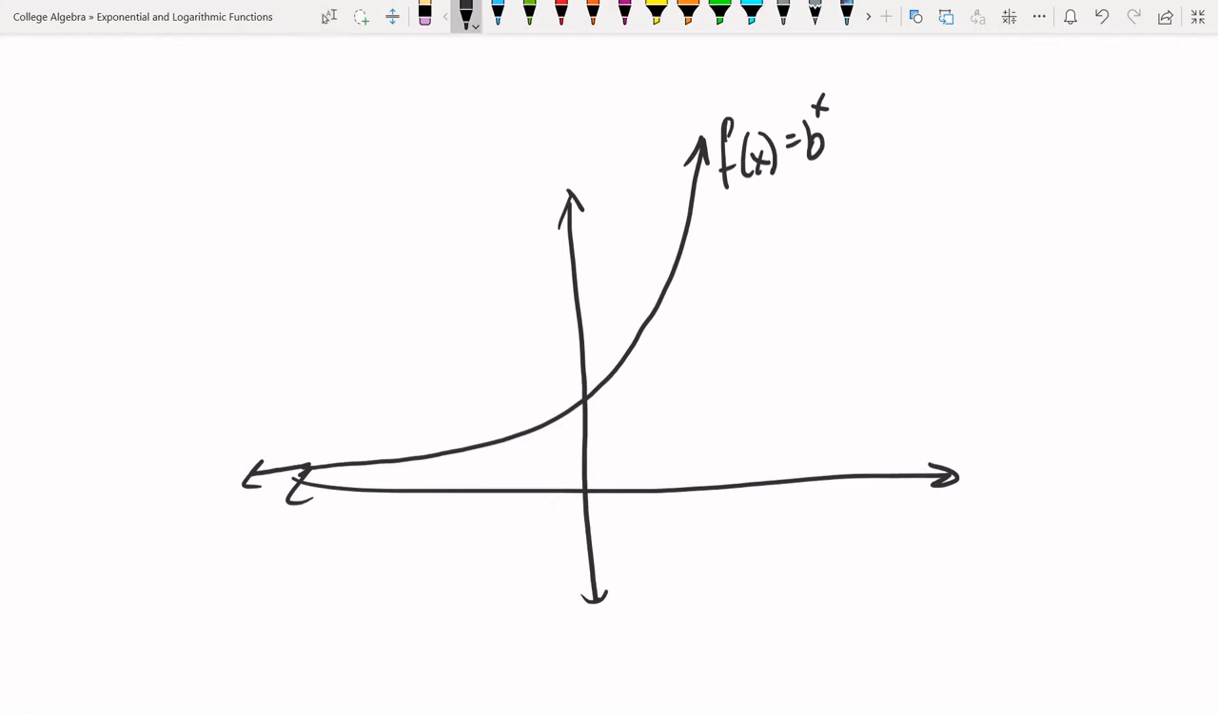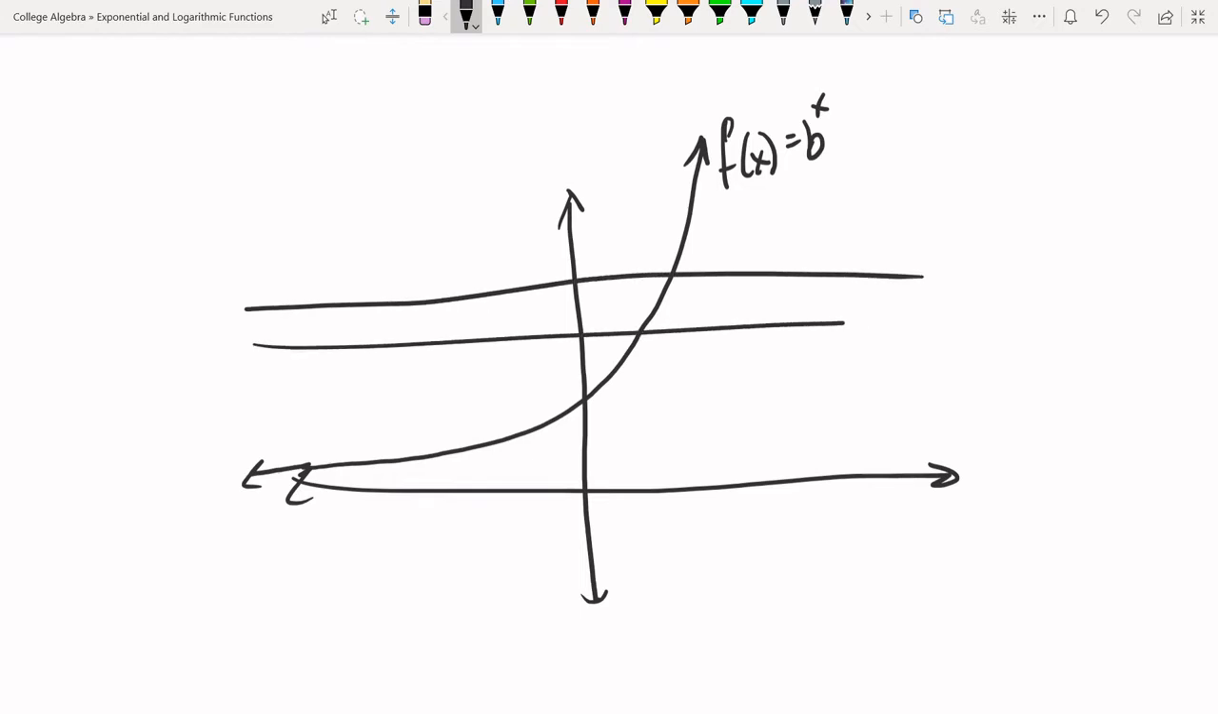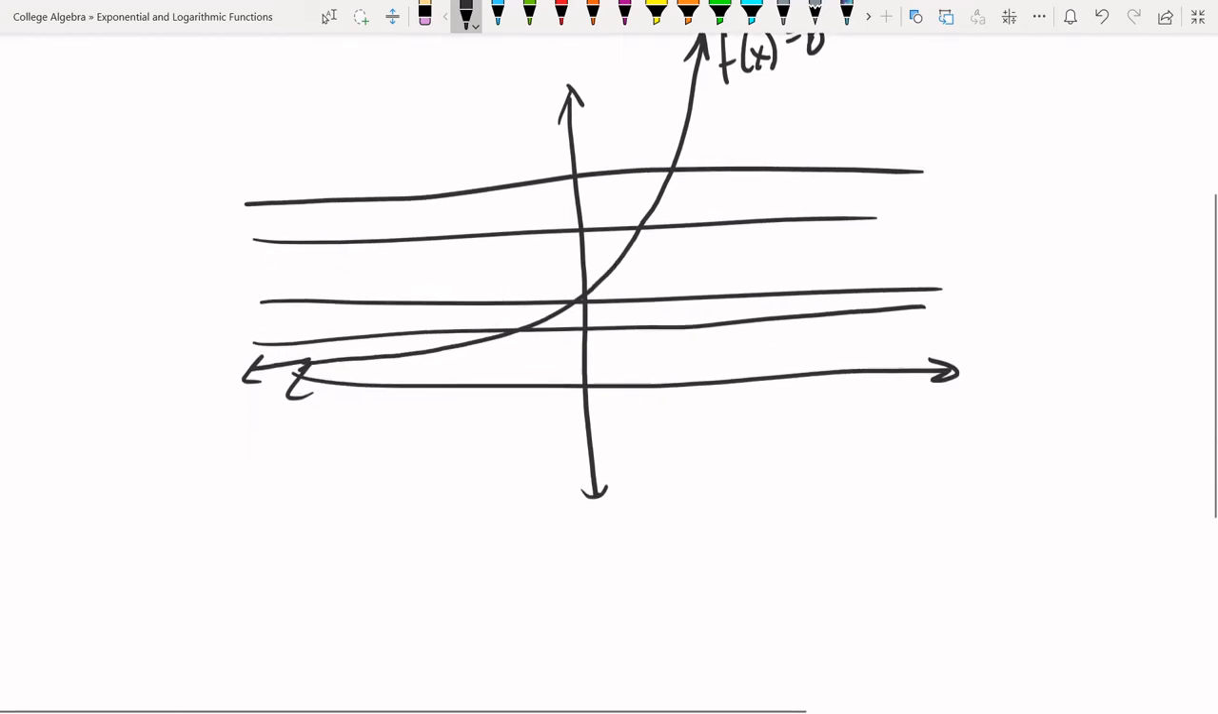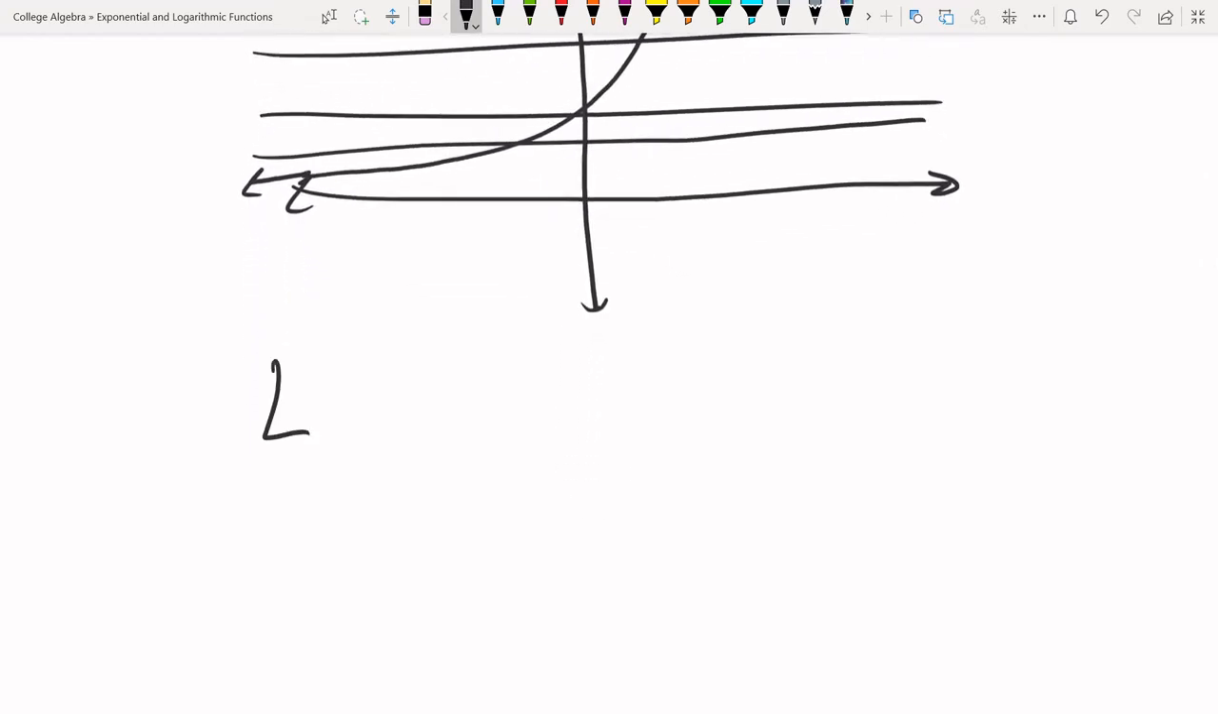Exponential functions pass the horizontal line test. I take any horizontal line I want, and it only crosses once. That means this function is one-to-one and therefore has an inverse. The inverse of an exponential function is called a logarithm.